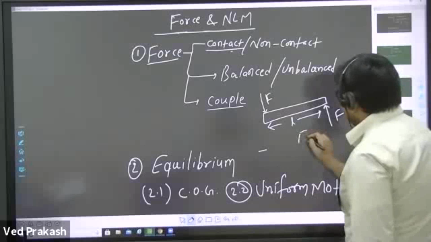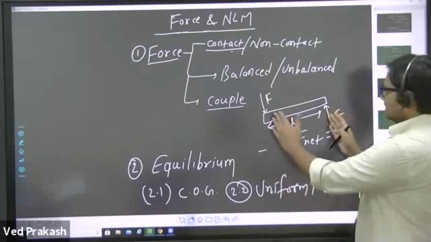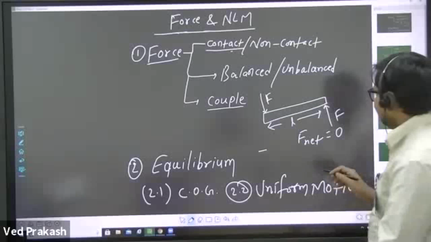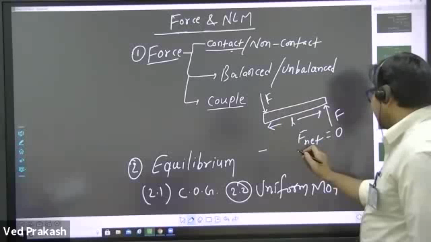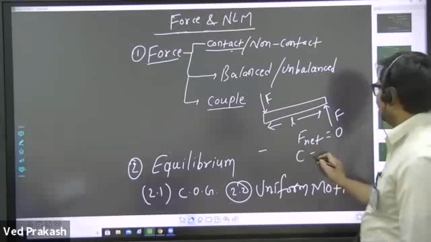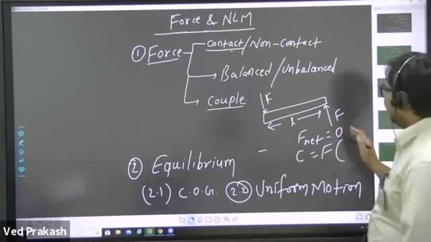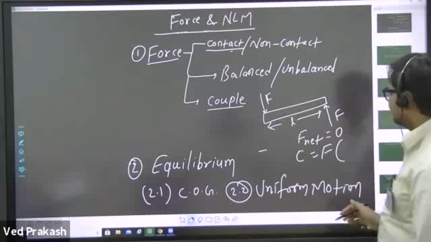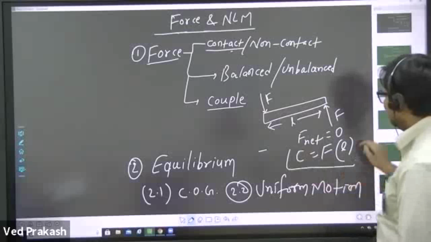So F net is 0, but still you will see that this object will start rotating about its center. So what is it that makes it rotate? That term is known as couple. Couple is equal to either force F into the perpendicular distance between these two forces, which is equal to L. So here couple equals F into L.